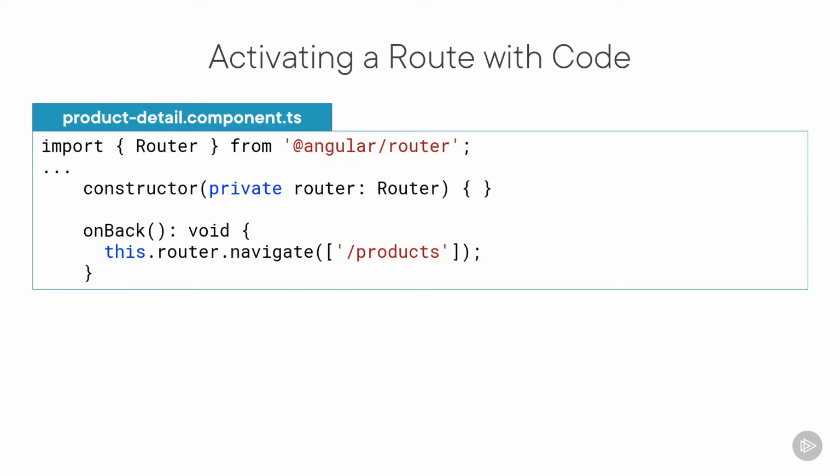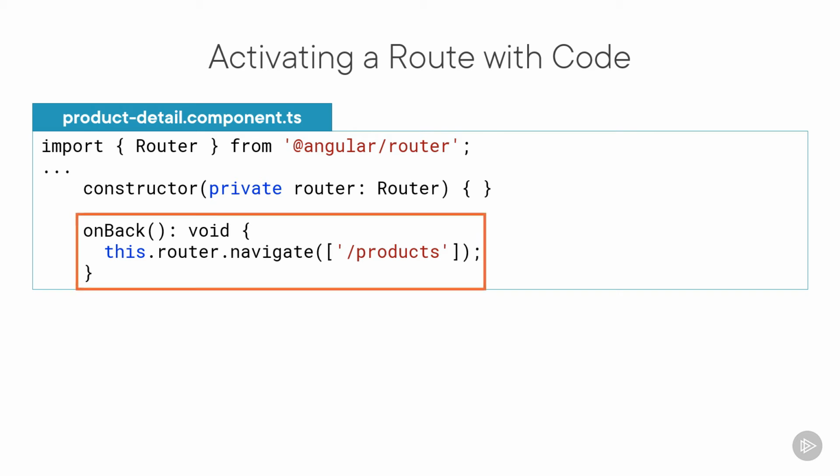To route with code, we use the router service. This is another service provided by the router. It allows us to work with the router in code. It's different from the activated route service we used earlier in this module, which provided information on the activated route. We define a dependency on the router service using a constructor parameter. The router instance is then injected into this component class. We use this router instance to activate a route.